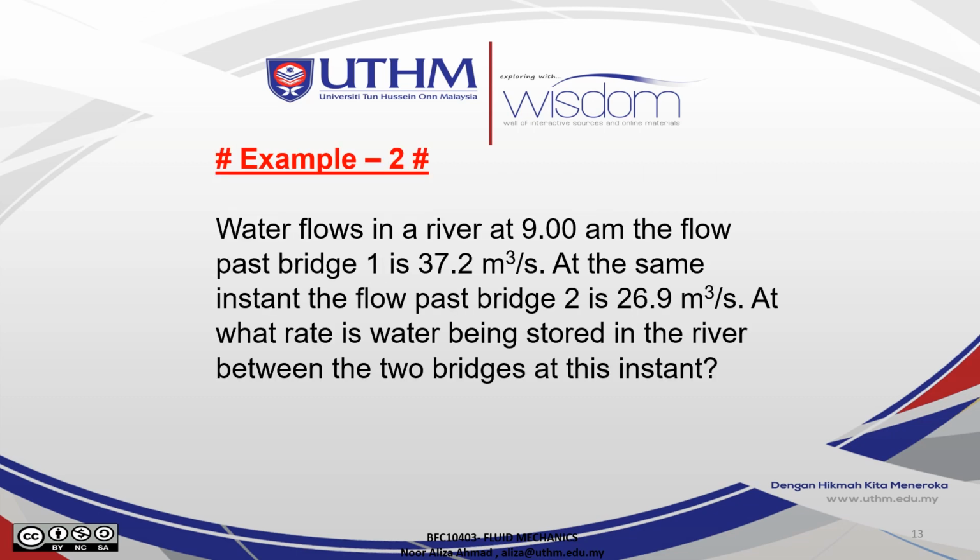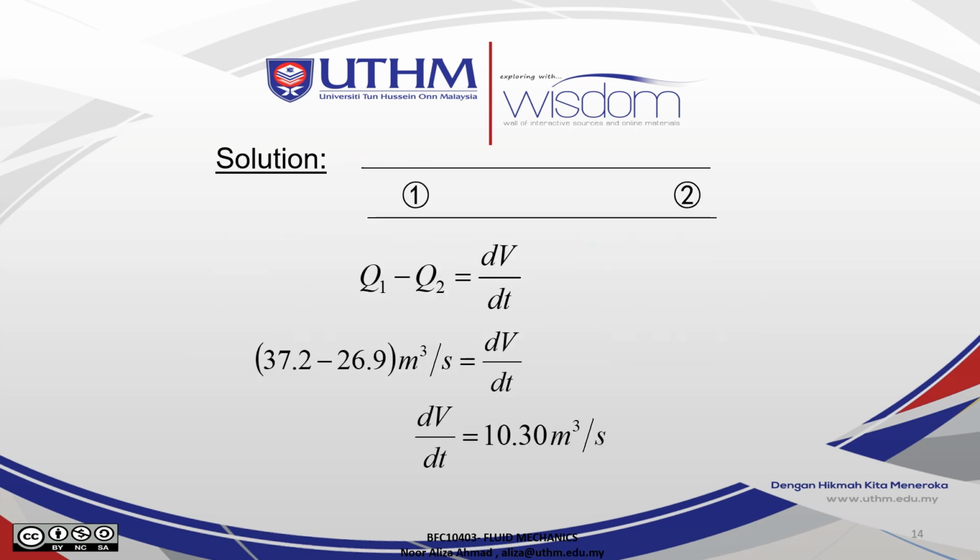Okay, example 2. Water flows in a river. The flow past bridge 1 is 37.2 meter cube per second. At the same instant, the flow past bridge 2 is 26.9 meter cube per second. At what rate is water being stored in this river between the two bridges at this instant? So this is the solution, from point 1, bridge 1, to point 2, bridge 2 here.